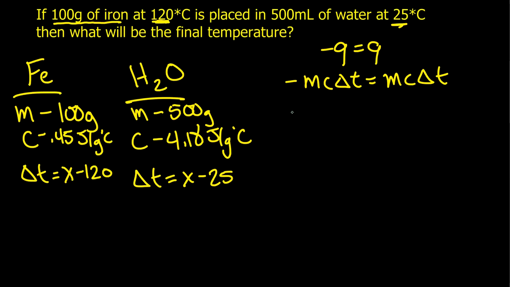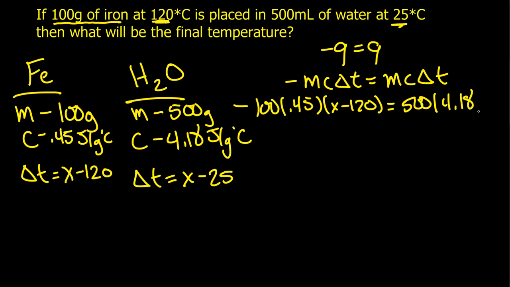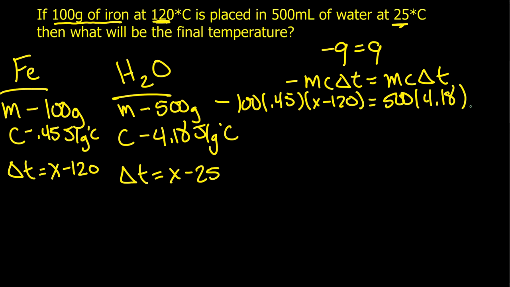So let's plug in. So I got negative times the mass, which is 100, times the specific heat of 0.45, times temperature change, which is X minus 120. You can already see I'm going to need more room, so let me just move this over a bit. Set equal to the mass of the water, which is 500, times specific heat, times the temperature change of X minus 125.